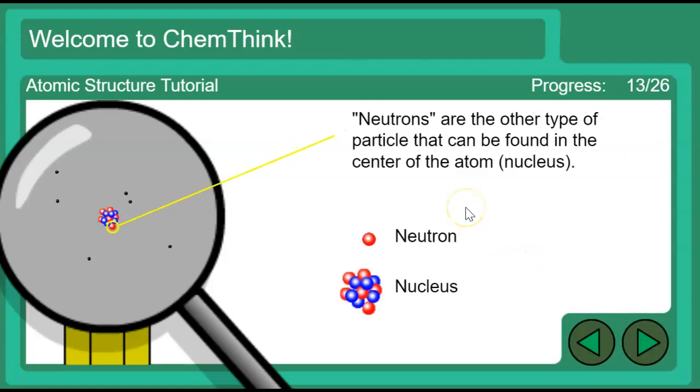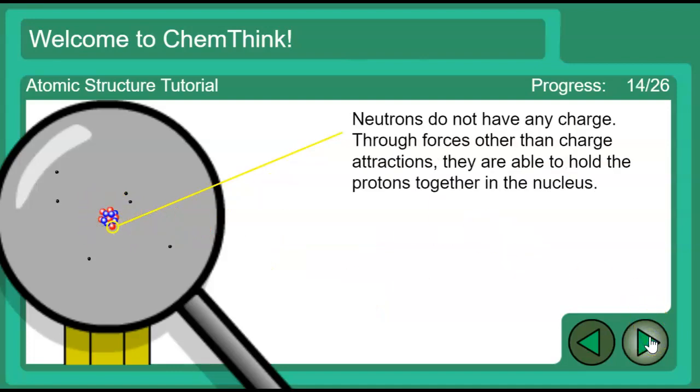Neutrons. All right, neutrons are the other type of particle that can be found in the center of the atom. So here's the neutron. It's represented by this red dot. Here's our nucleus, and we can see that protons and neutrons make up the nucleus of an atom. Neutrons do not have any charge. Through forces other than charge attractions, they are able to hold the protons together in the nucleus. So what does that mean? That means that it's not attracted by positive and negative, but it's held together by a very strong force.